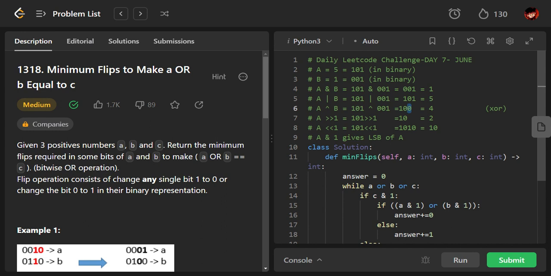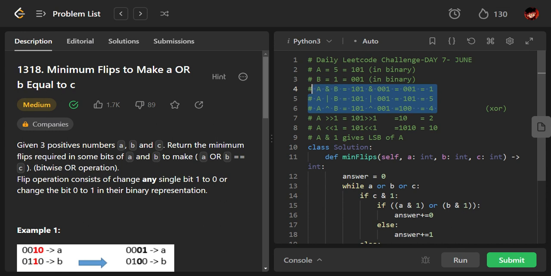XOR basically means, for example if I'm doing XOR between A and B, the unit place of A and the unit place of B should be different. Only then will it lead to 1, otherwise it will lead to 0, right? So these are some of the bitwise operators.